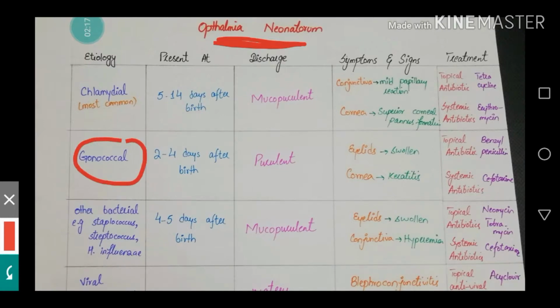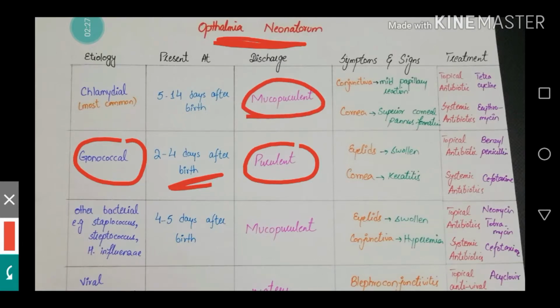Gonococci presents within 2 to 4 days after birth with a purulent discharge. Now this purulent discharge differentiates it from chlamydia, which has a mucopurulent discharge. In gonococci, the eyelids will become swollen and the cornea will have an inflammatory reaction known as keratitis. Now for gonococcal ophthalmia neonatorum, we will prescribe the patient a topical antibiotic, that is benzyl penicillin, and a systemic antibiotic, cefotaxime.